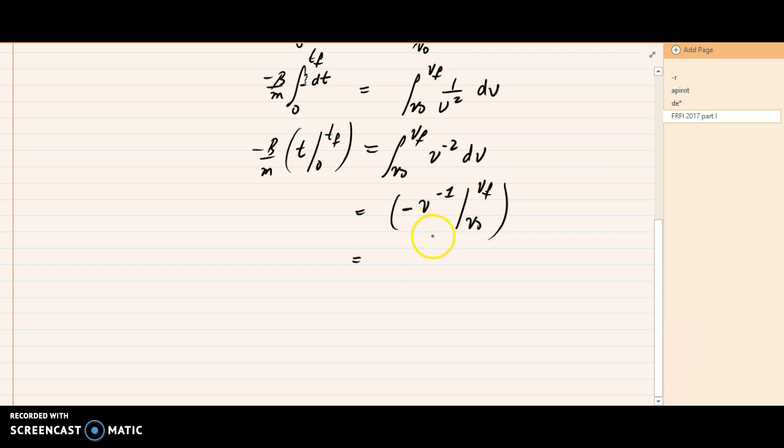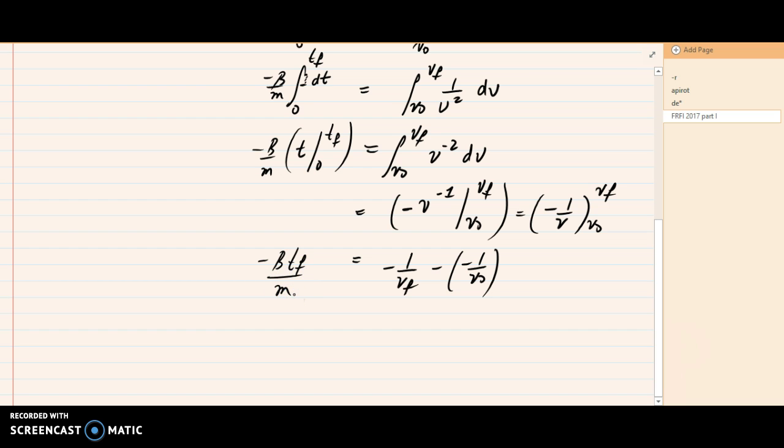We get, of course, this is like negative 1 over v, correct? Agreed? v to negative 1 is 1 over v. So I plug in v final, I get negative 1 over v final minus negative 1 over v initial. Agreed? On the left side, I simply have minus beta t final over m.